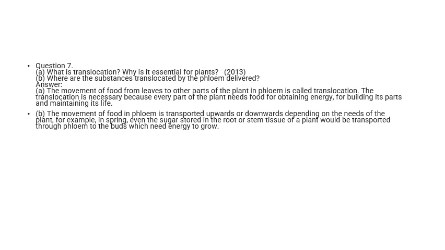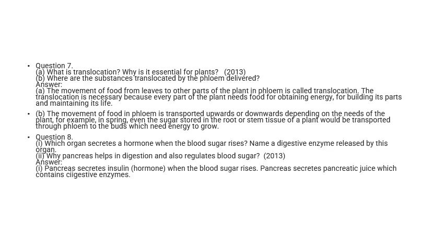The second question is, what are the substances translocated by the phloem? The food in the phloem is transported upward or downward depending upon the need of the plant. For example, in spring, the sugar stored in the root or stem tissue of a plant is transported through the phloem to the buds, which need energy to grow.